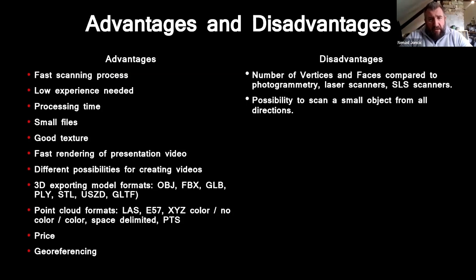The disadvantages, like I said, are the number of vertices and faces, especially compared to photogrammetry, laser scanners and structured light scanners, and the possibility to scan a small object from all directions. That means if you have something small and you want to record the side that is lying on the table, you cannot do that, because when you move the object that you're scanning, it confuses the software at that moment.